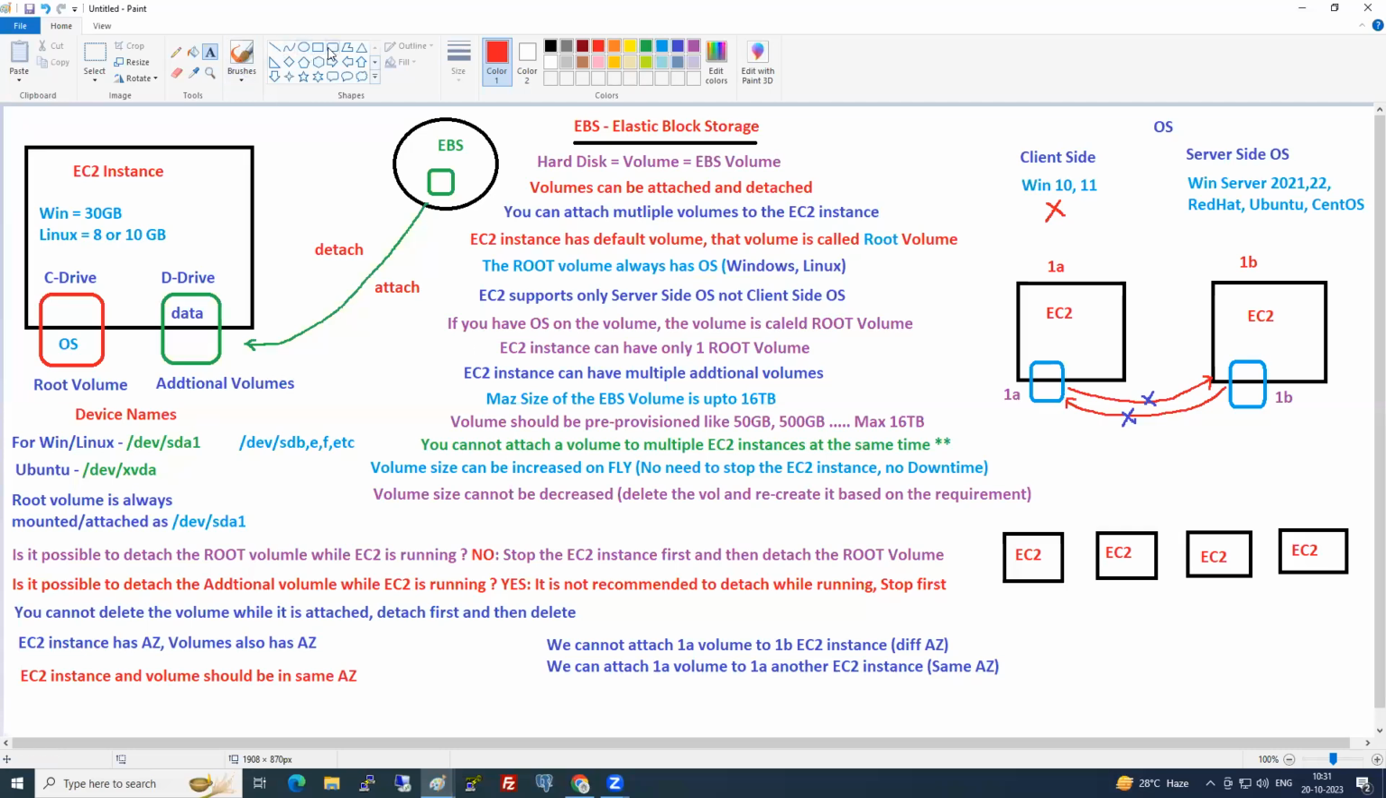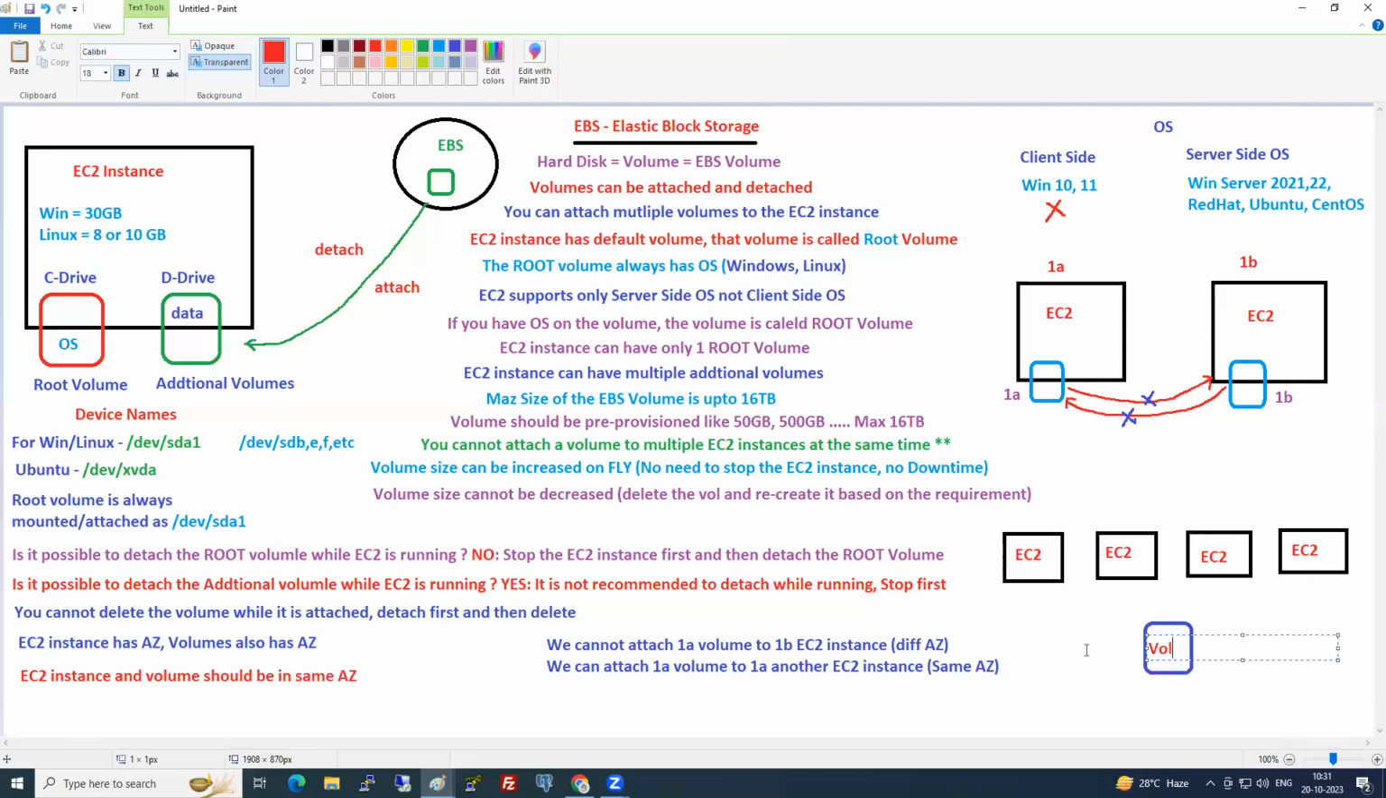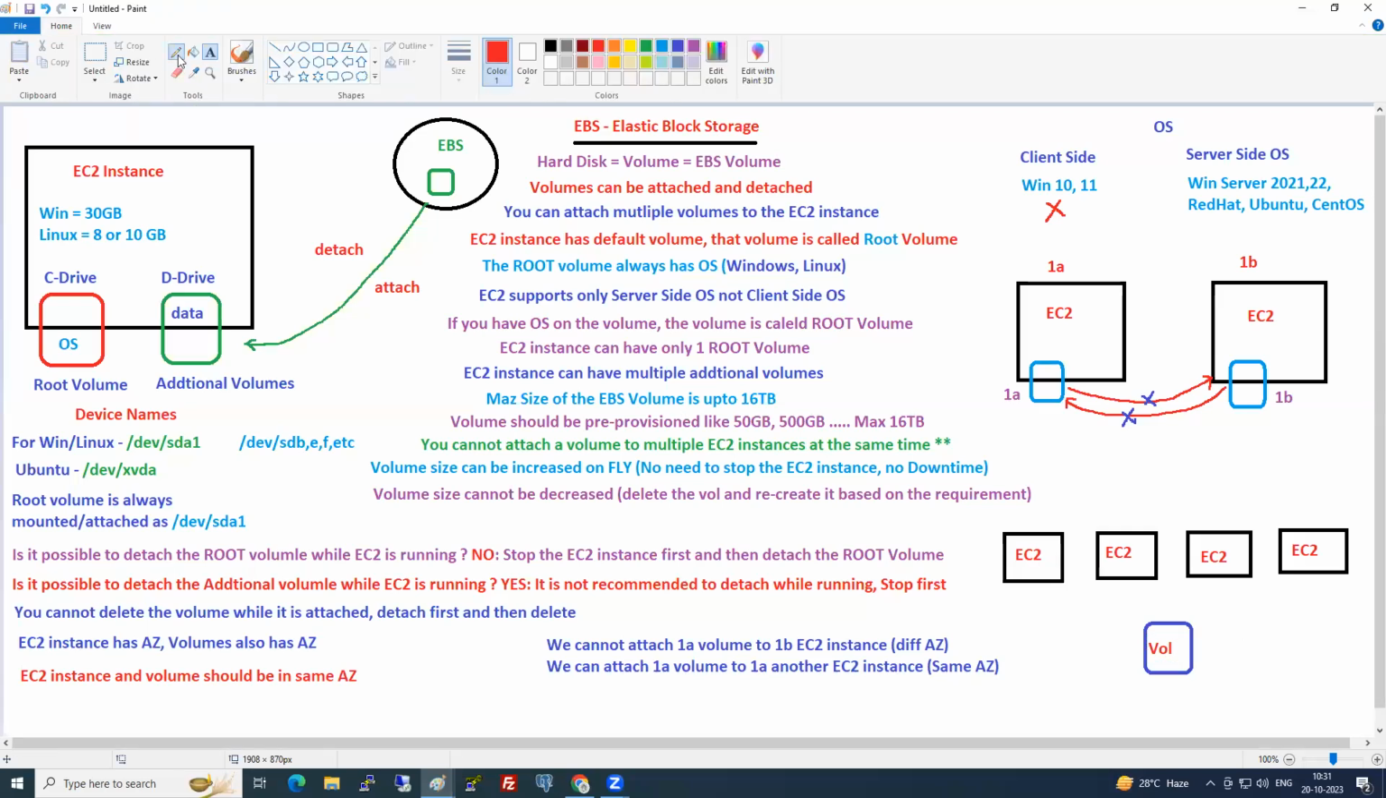Okay, now see here. This is the volume. You tell me, is it possible to attach this to all EC2 instances at the same time? Answer is no, because one volume cannot be attached to multiple EC2 instances.